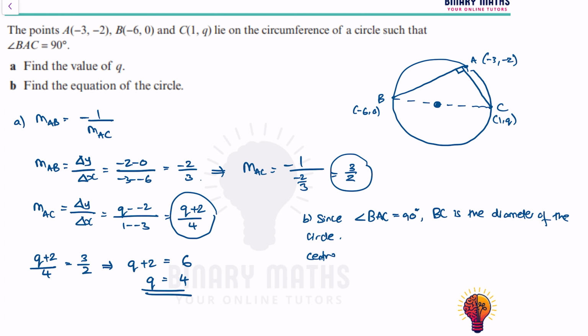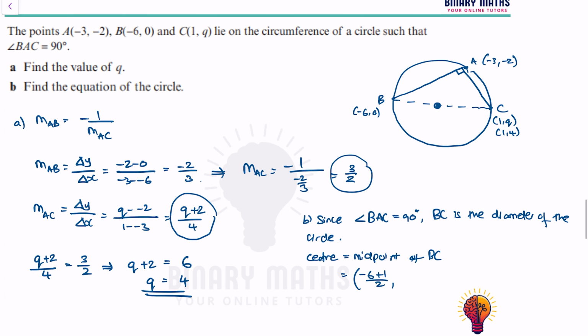The center must be equal to the midpoint of BC. So the midpoint of x values is -6 add 1 divided by 2, which is -5/2. Then the midpoint of our y values will be 0 plus 4 divided by 2, which gives you a value of 2. So the center is -5/2, 2.